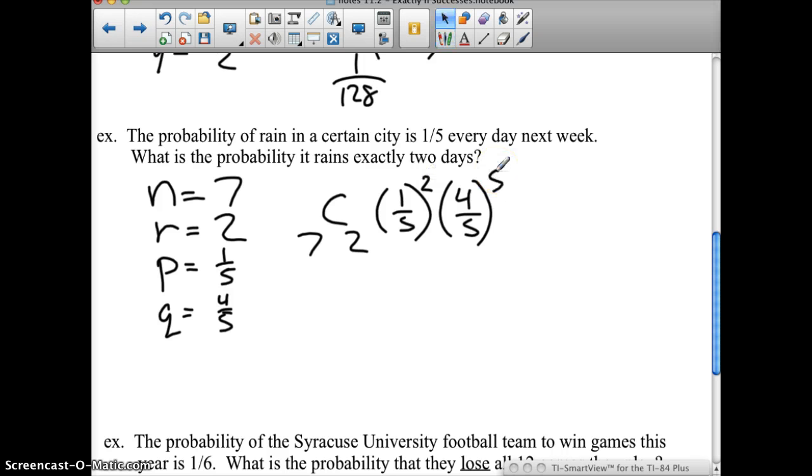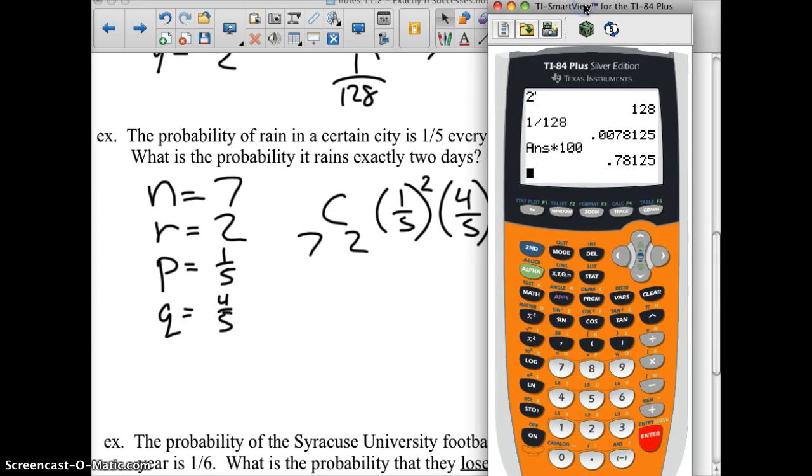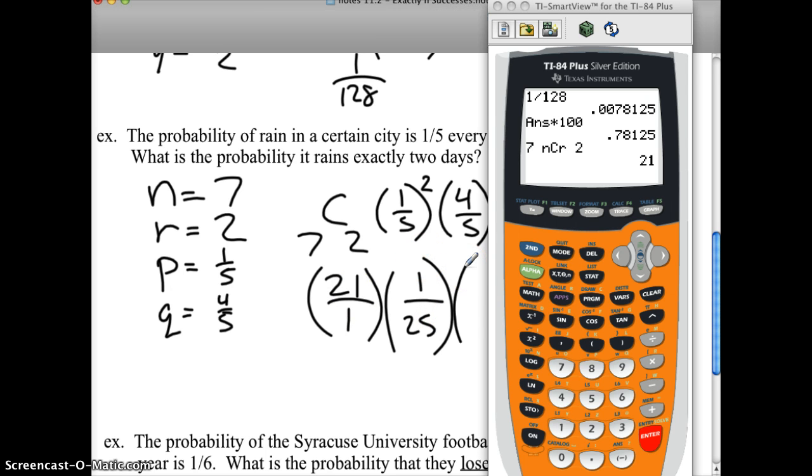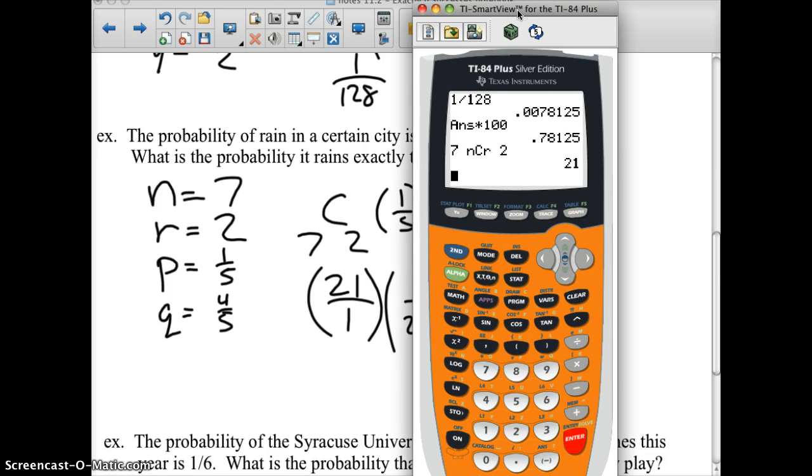All right, so I'm going to evaluate that. 7C2, 1/5 squared, 4/5 to the 5th, okay? So 7, math, go over to PRB, 7C2 is 21 over 1, right? And then 1/5 squared is 1/25th, right? And then I want to have 4/5 to the 5th, right? So I need 4 to the 5th, and I'm going to want 5 to the 5th. I'm going to want both those numbers, right?